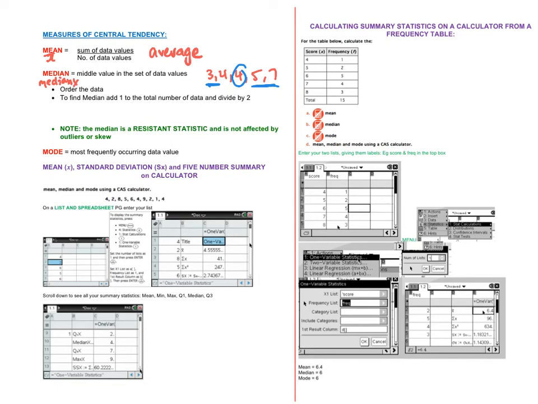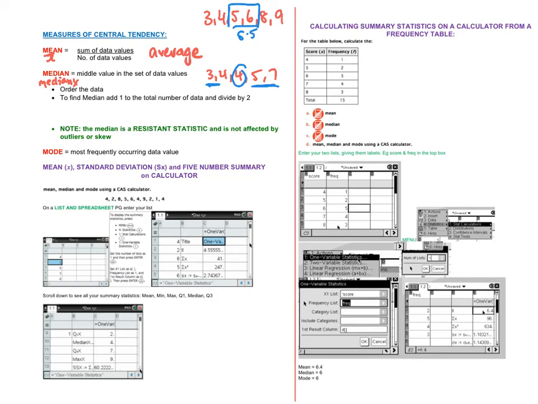If you have a set of even numbers, so see how there's even numbers there? The median will be in between the middle of those two. So if you look, that would be 5.5 would be the median.